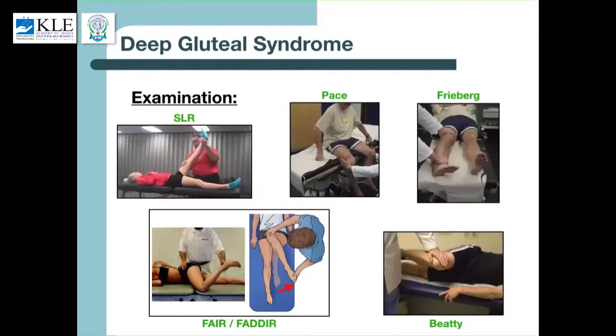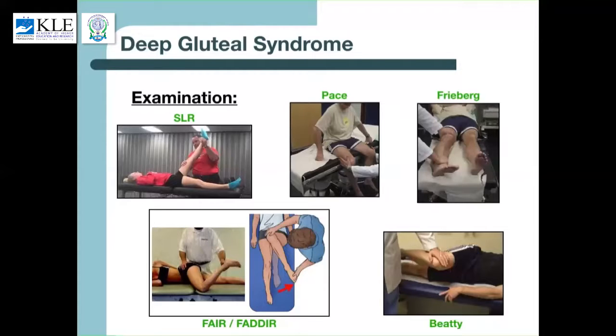Let's go into more detail about each test. So the straight leg raise test is patient is positioned supine. The examiner will lift the leg, keep the knee extended, and you're looking for pain in the buttocks. That would be a positive sign in that regard.